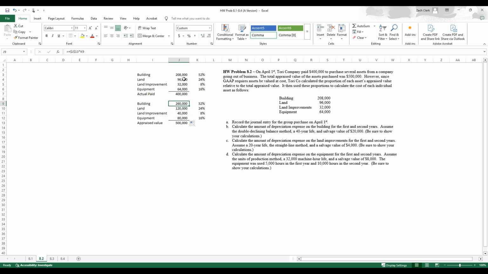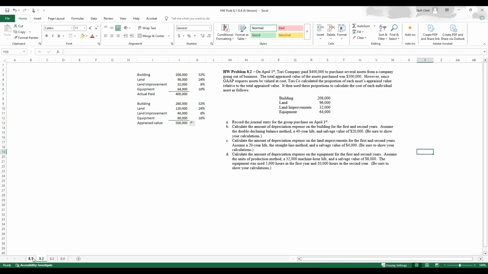But we said, okay, great, but we're only going to pay 400,000. The seller said, fine. For accounting purposes, you don't care about the appraised value. You record what was actually paid. But we could use these percentage breakdowns, and multiply that out by our total actual paid to basically figure out what these allocations are. So anyway, I just want to do that, make it a little more clear.